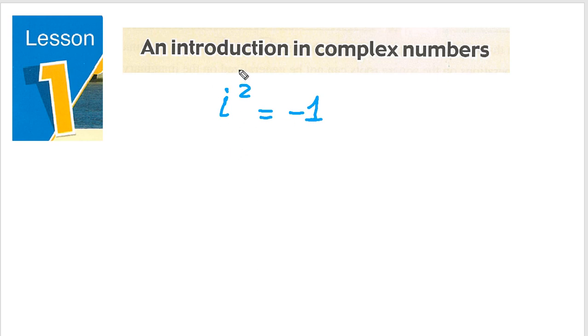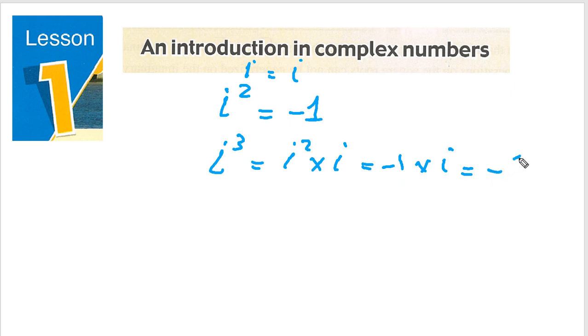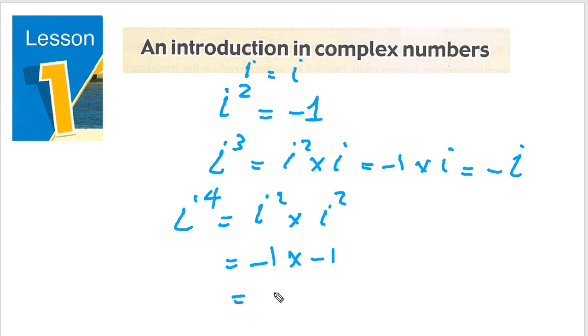But what about I to the power 3? I to the power 1 is equal to I. Then I squared is equal to negative 1. But I cubed will be I squared times I. Then it will be negative 1 times I. It will be negative I. And I to the power 4, you can write it as I to the power 2 times I to the power 2. Then it will be negative 1 times negative 1, which is positive 1.